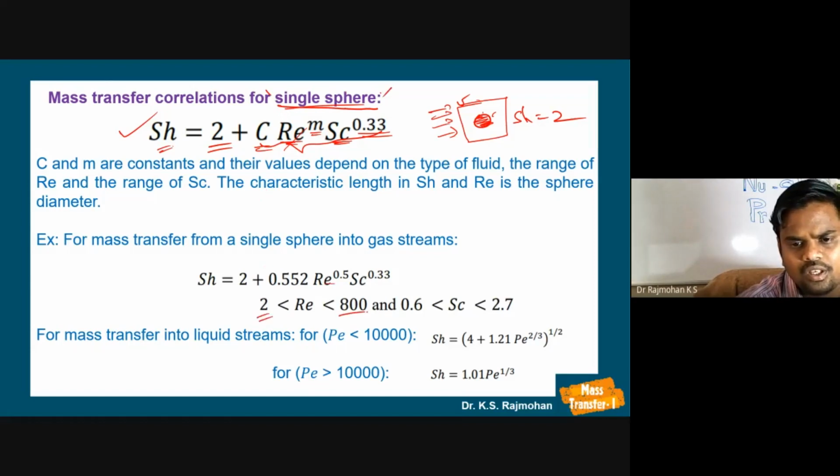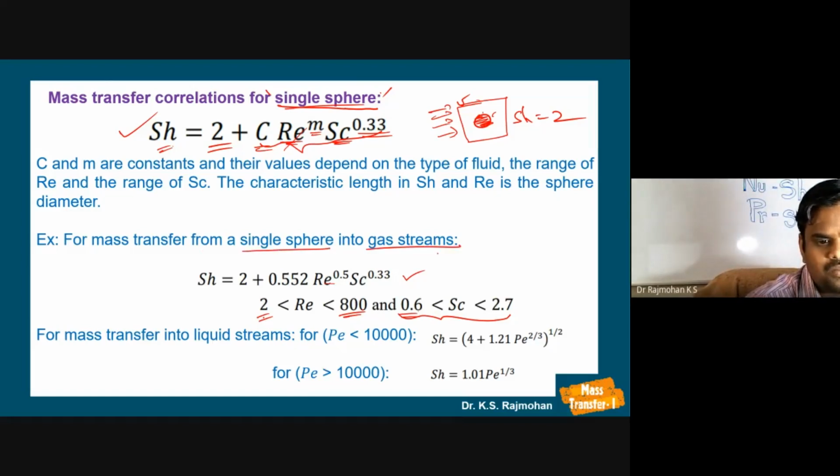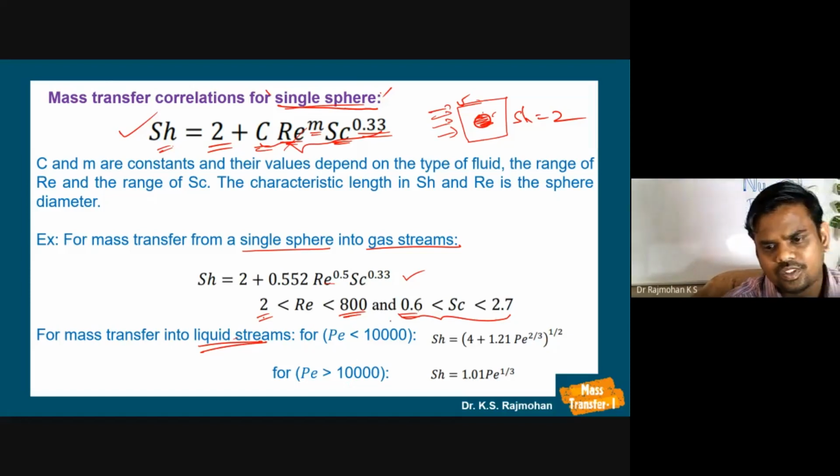This is applicable when your Reynolds number is between 2 and 800, and your Schmidt number is between 0.6 and 2.7. So we can make use of this expression. This is for mass transfer from a single solid sphere into gas streams. Similarly, for liquid streams, we have a different expression for which the Peclet number range is given. We have seen what the Peclet number is. The Peclet number is less than 10,000 or greater than 10,000, and we can make use of these two correlations.